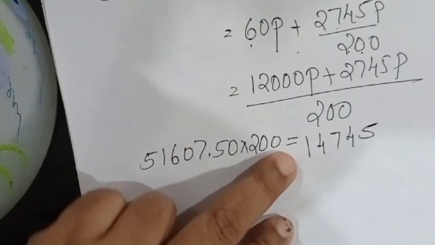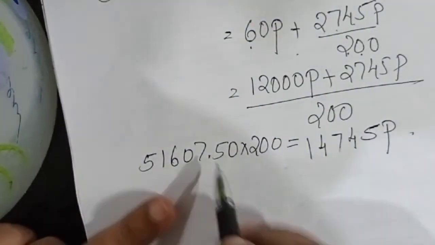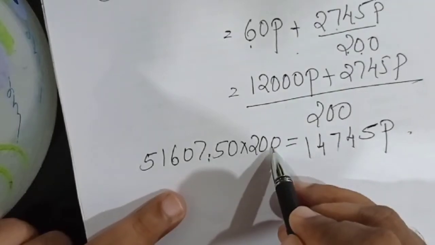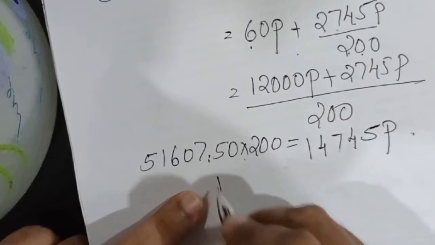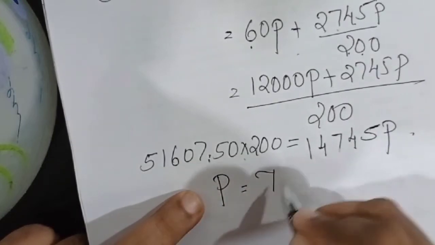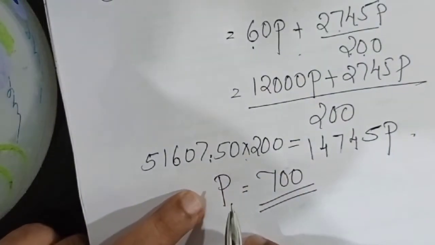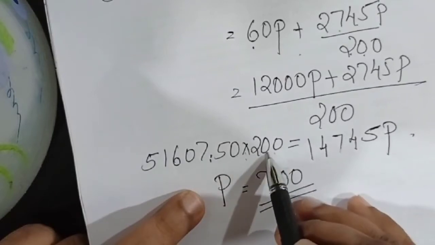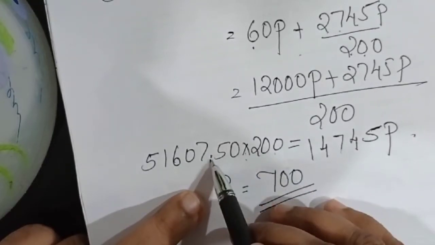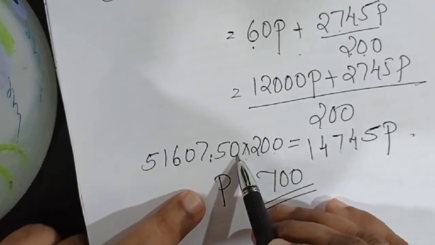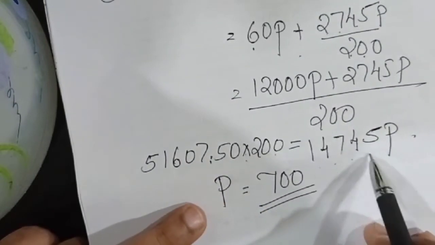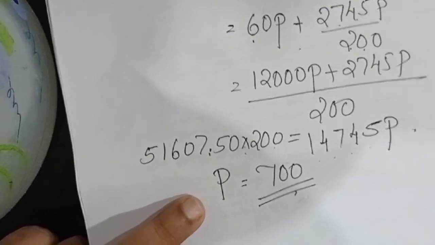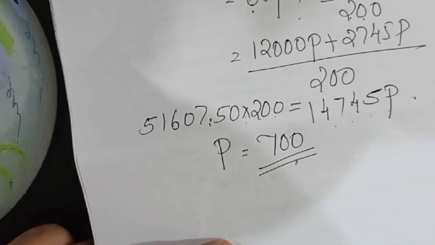54741P. Then this point and this 100 cancel, then I only multiply by 2. After finding this, you will get P is equal to 700. Understand? Here 200 contains 2 zeros, that 2 zeros and this 0.50 cancel. Then multiply this whole number into 2, then divided by 54741, you will get rupees 700. Do that question.